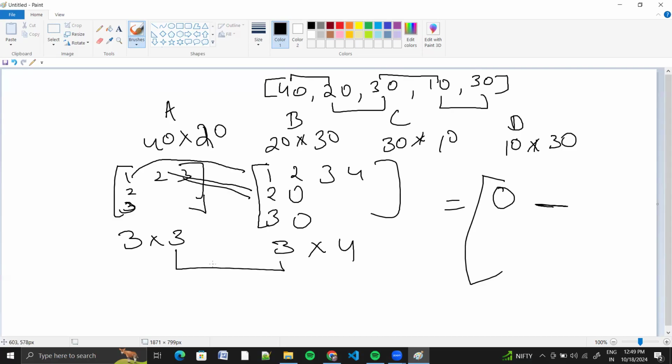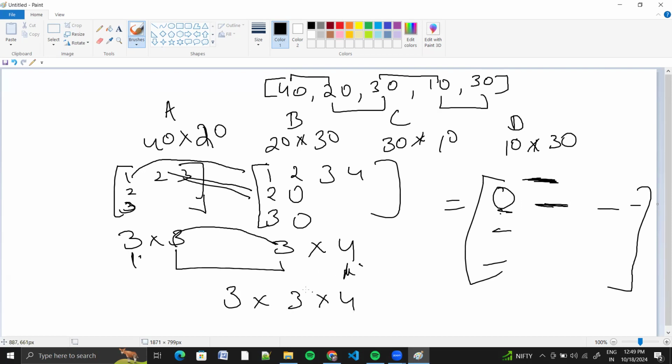And how many times are we going to perform that? If you see the dimension of this resultant matrix, that will be 3 across 4. So for each element we are performing 3 operations. And for how many elements are we performing them? For the size of 3 cross 4. So basically the cost of doing this becomes 3 into 3 into 4. So basically 3, then the common value, and then this 4.